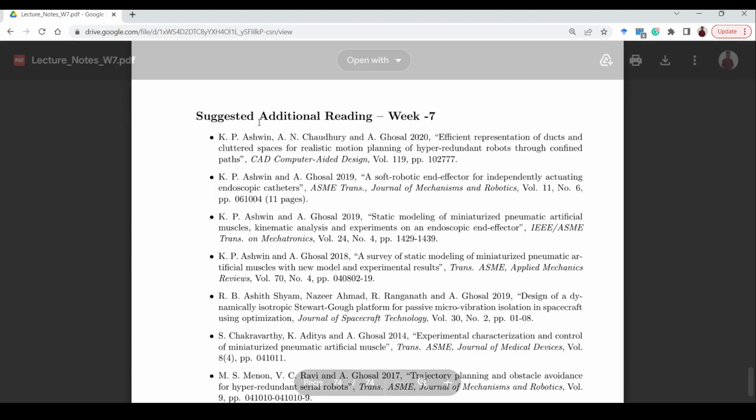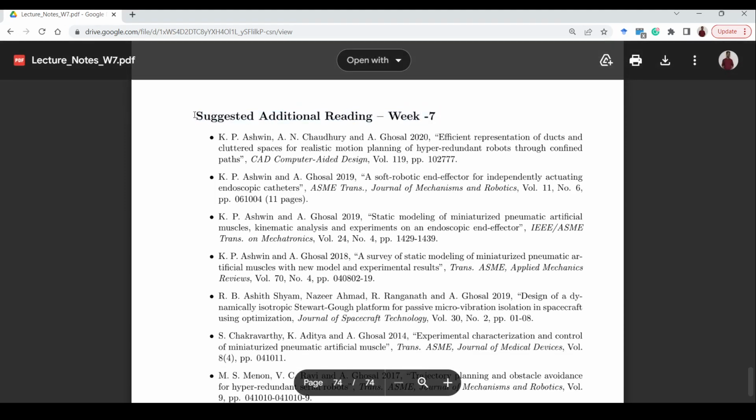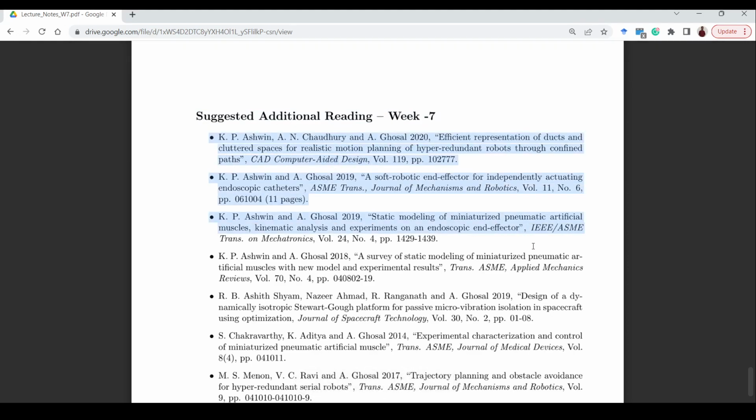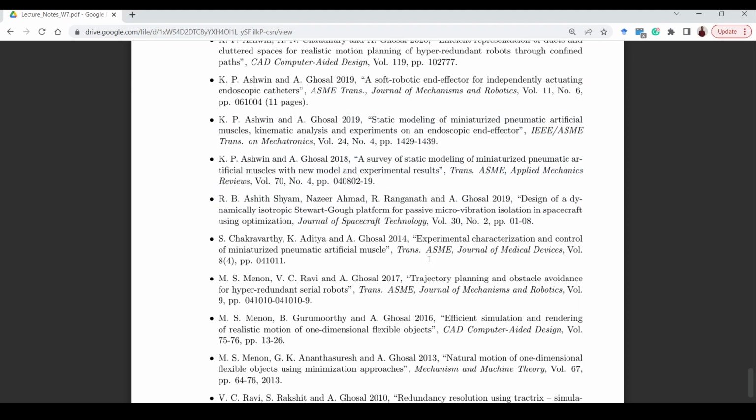Also, for the suggested additional reading given at the end of these lecture notes, I would really encourage you to go through at least some of them. It will give you a broader perspective on all these concepts related to redundancy and redundancy resolution.